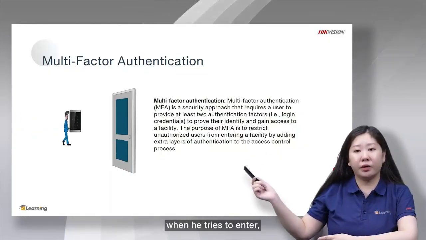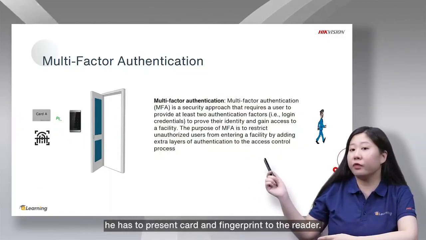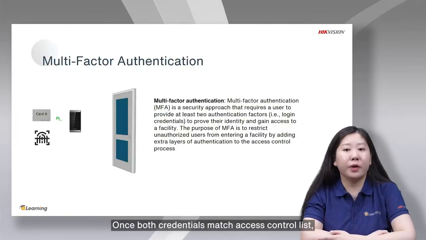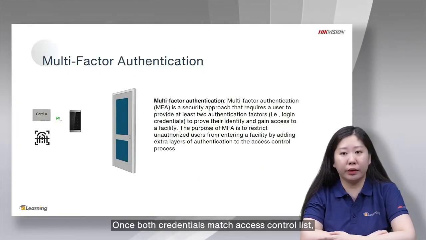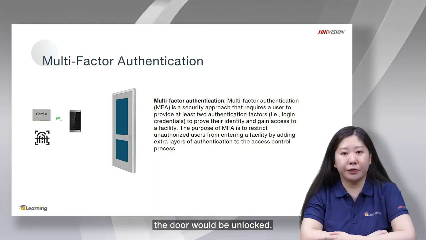When he tries to enter, he has to present a card and a fingerprint to the reader. Once both credentials match the access control list, the door will be unlocked.